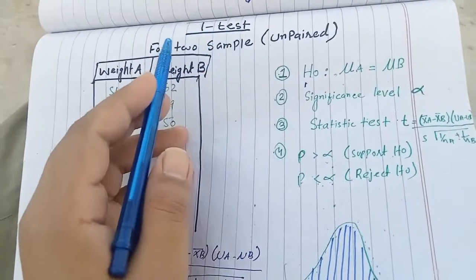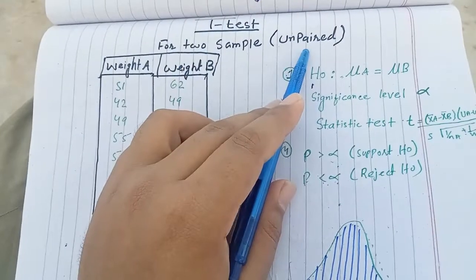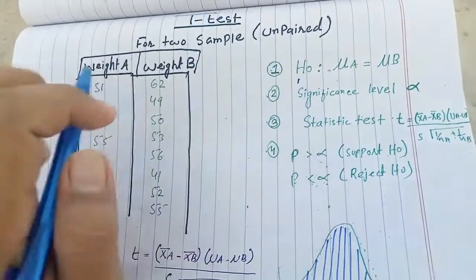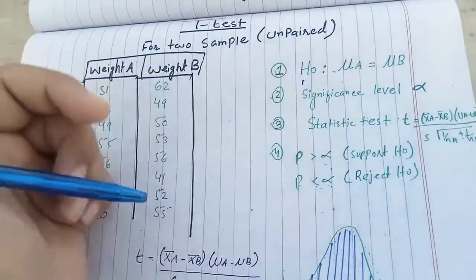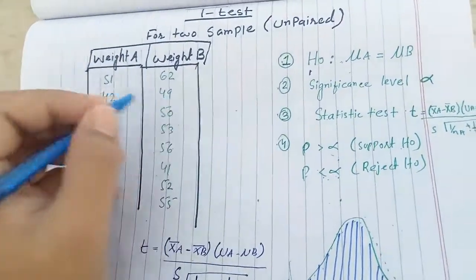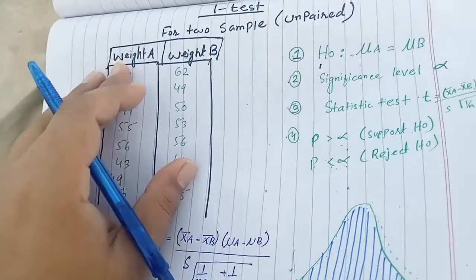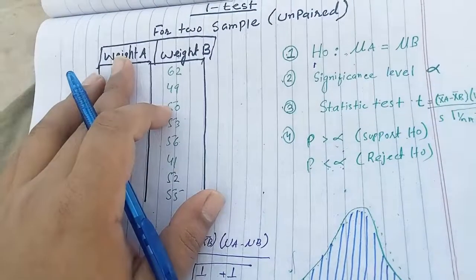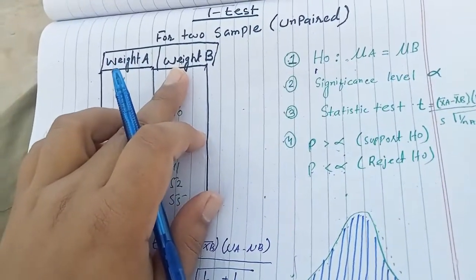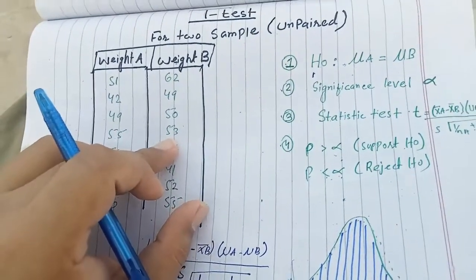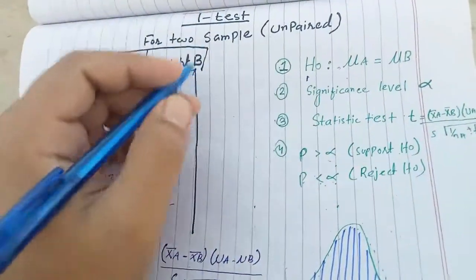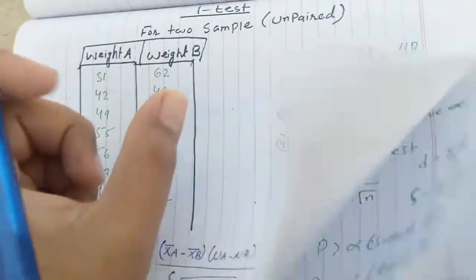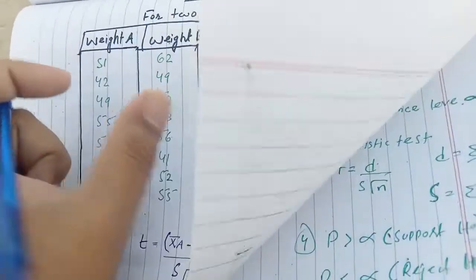Now the t-test for two samples, which is the unpaired t-test. What is the unpaired t-test? It is where we take two different samples, and both are independent, meaning we have taken the samples separately. For example, the weights of a group A of students and a group B of students. What we do in an unpaired t-test is check whether there is a significant difference in the mean or not.